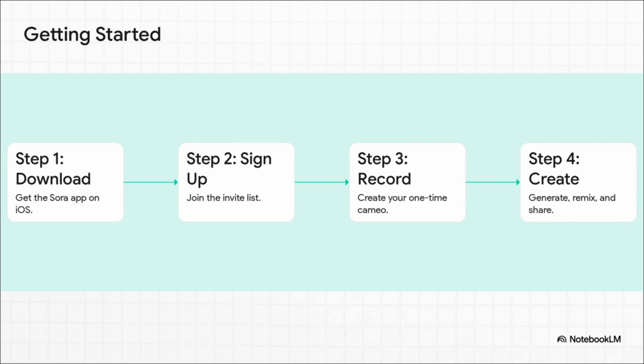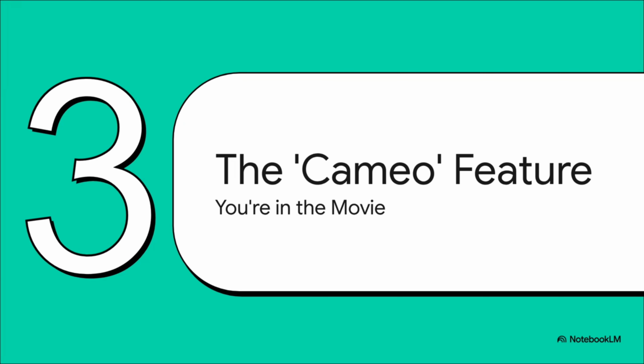Getting started sounds pretty straightforward. You download the app, you sign up for an invite, you know how these rolling launches go, and then you record this little thing they're calling a Cameo. Once you do that, you're pretty much ready to start creating and sharing your own stuff. Okay, we have to talk about that Cameo feature, because it really seems to be the heart of this new app.